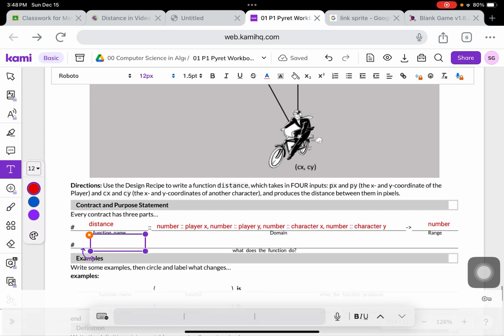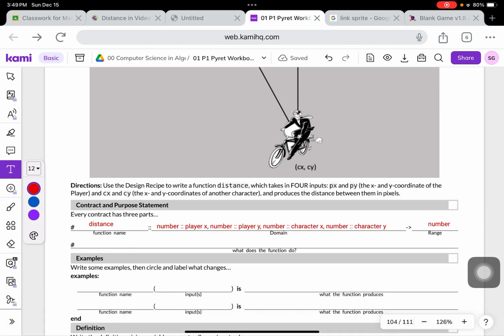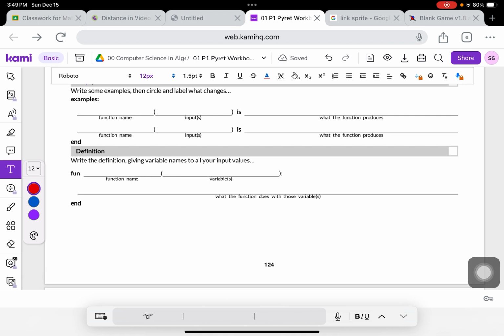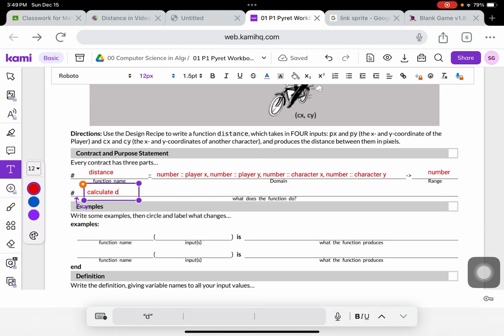So then what does the function do? Well, it's going to take the square root of... well, we can just write calculate distance here, I think. Because this is just telling us what it does.